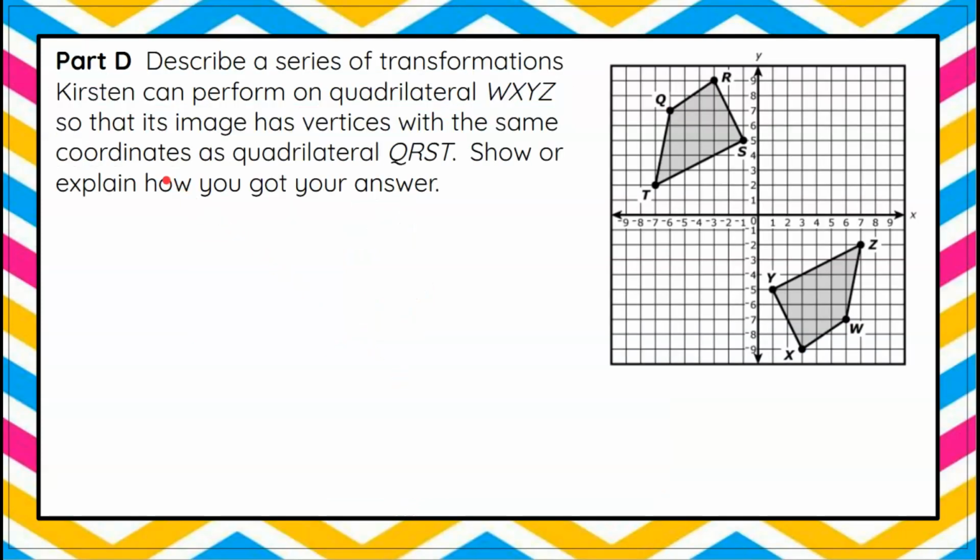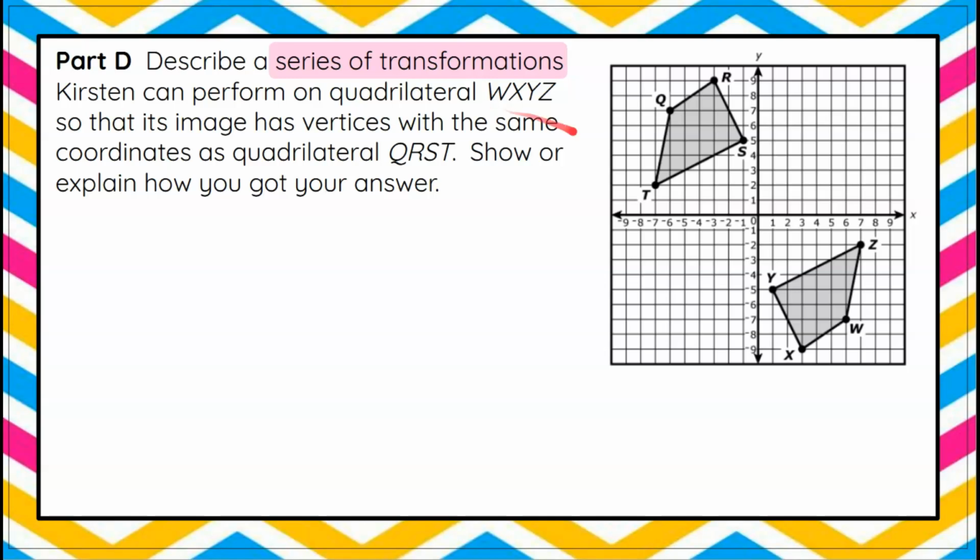All right, here's part D. We're going to describe a series of transformations Kirsten can perform on quadrilateral WXYZ so that its image has vertices with the same coordinates as quadrilateral QRST. Show or explain how you got your answer. Go ahead and pause, and then come back to see my work. Good luck. Welcome back. So we want to describe a series of transformations.